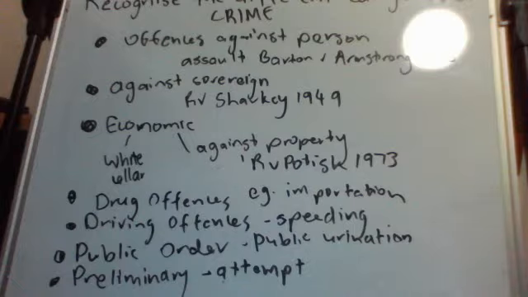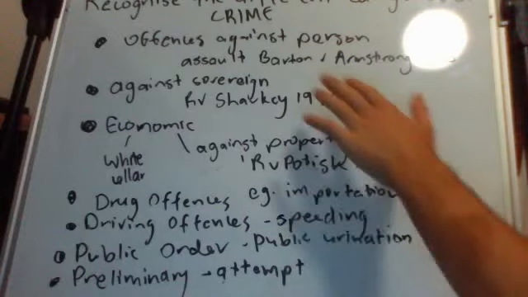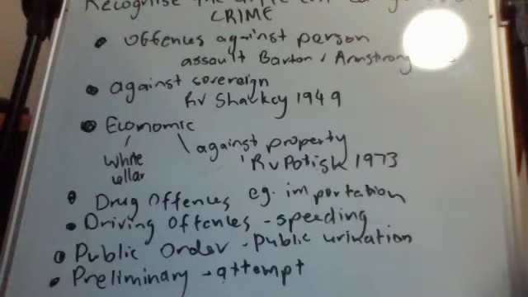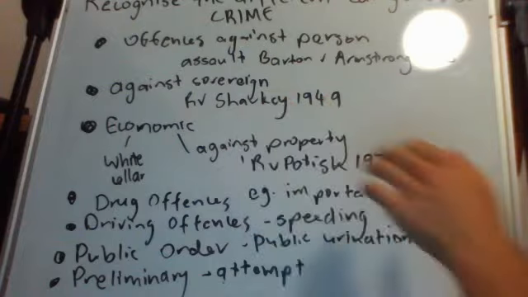The first one is offences against the person. Well, this includes stuff like assault, murder, manslaughter. There's several cases you can use, but a good one to use for assault is Barton v Armstrong, 1975. That was assault. Or if you want a manslaughter one, there's the Director of Public Prosecutions versus Newberry and Jones, 1977. The second one is against the sovereign.